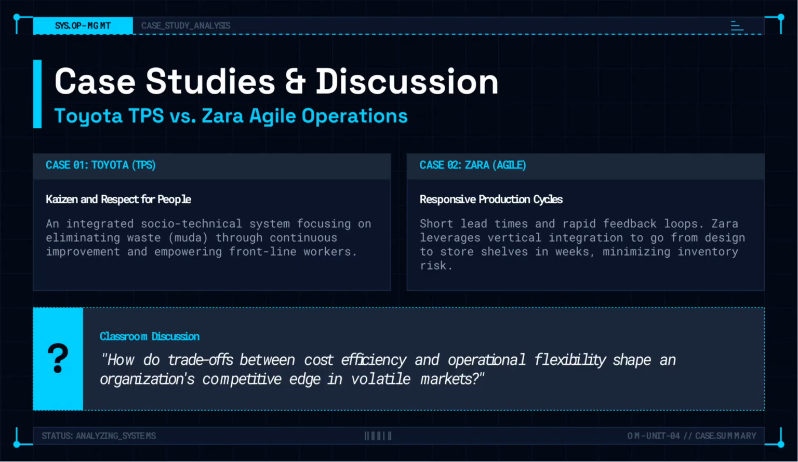The case studies compare two very different operating models. Toyota's TPS emphasizes Kaizen, waste elimination, and respect for people, while Zara's agile system focuses on speed, responsiveness, and short production cycles. The contrast helps show that there is no single best operating model. The discussion question at the bottom invites us to think about how firms balance efficiency with flexibility in volatile markets.